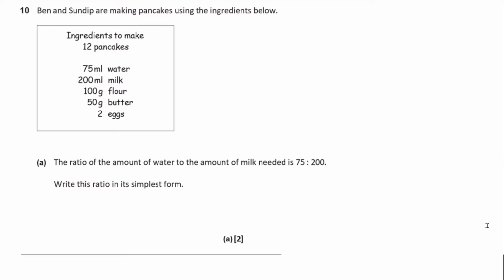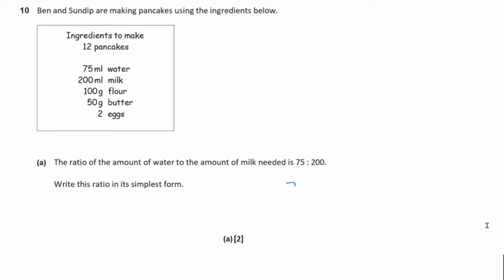Question 10. Ben and Sundip are making pancakes using the ingredients below. Ingredients to make 12 pancakes: 75 milliliters of water, 200 milliliters of milk, 100 grams of flour, 50 grams of butter, and 2 eggs. Now the ratio of the amount of water to the amount of milk needs to be 75 to 200. Write this ratio in its simplest form.